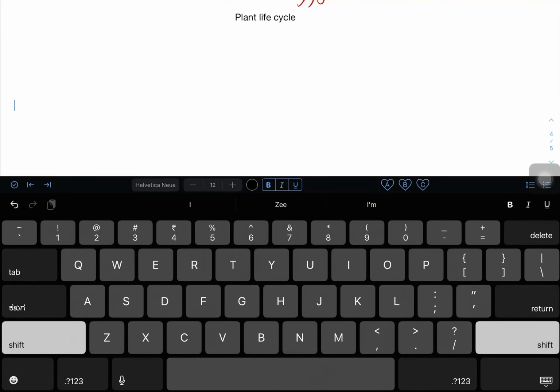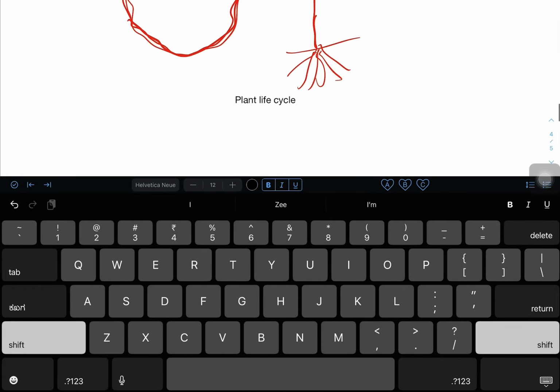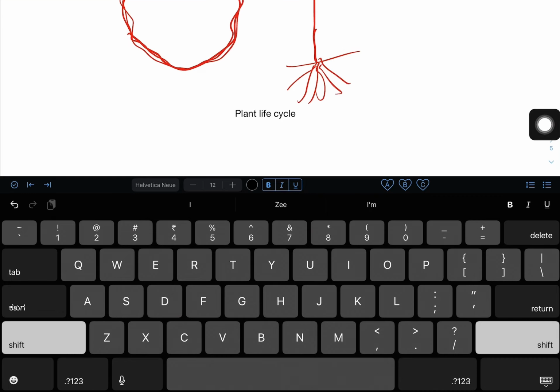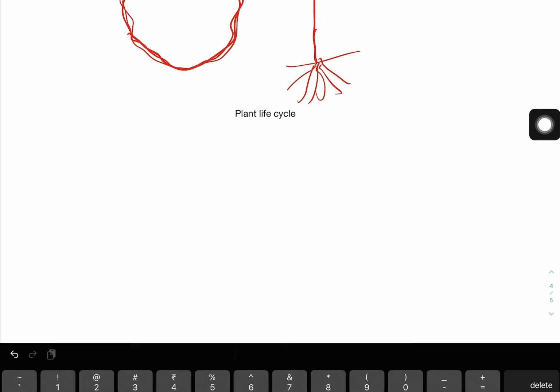In this video, we will discuss plant life cycle in detail. Okay, so here, all the plants in their life cycle exhibit two stages, that is the gametophytic phase, and another one is the sporophytic phase.